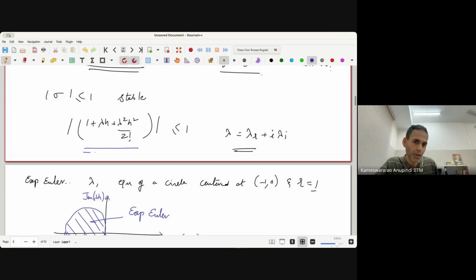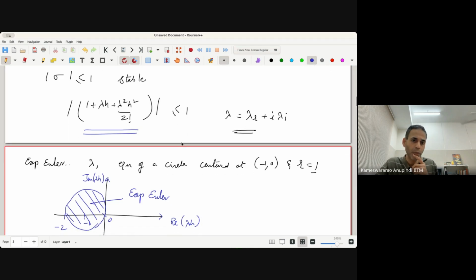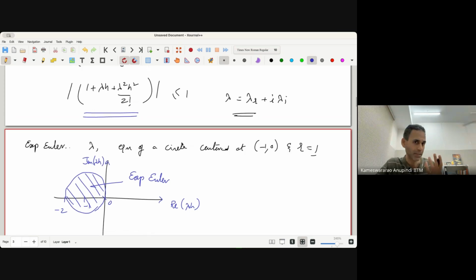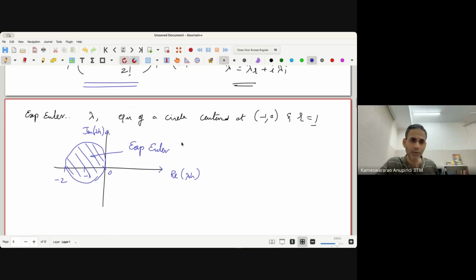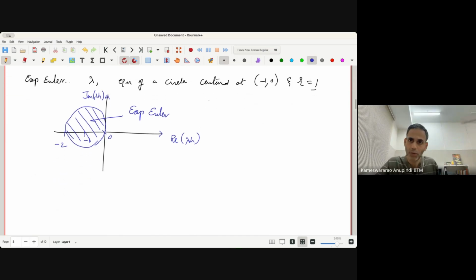Now this is not an equation that is so straightforward, right? Because it has 1 plus lambda h and lambda square h square by 2, and we want the modulus of that to be less than or equal to 1. So now we want to know what kind of diagram this is. Of course, it is only conditionally stable, but we want to know the diagram, right? So we now want to calculate the region of stability for this case, that is, the modulus of 1 plus lambda h plus lambda square h square by 2 to be less than or equal to 1.